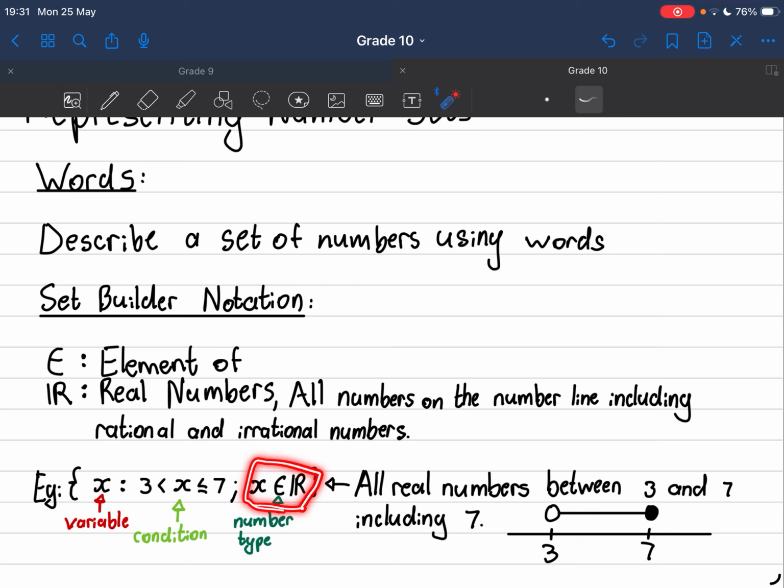And then we specify the number type. So we say that x is an element of, belonging to, our real number set. So these numbers between 3 and 7, including 7, are all real numbers, and that's what's written here. All real numbers between 3 and 7, including 7, which is also represented using a number line. So from 3 to 7, but don't color in 3, only color in 7 because we're including 7. So that's set builder notation.